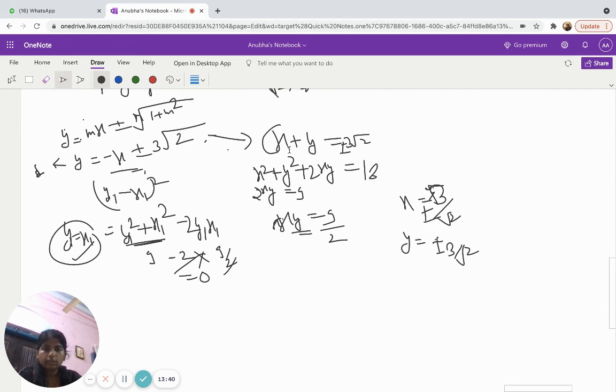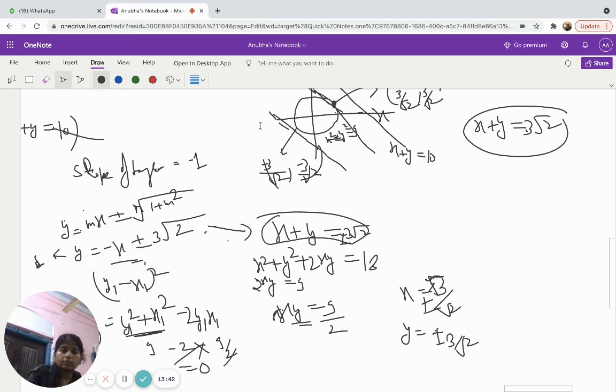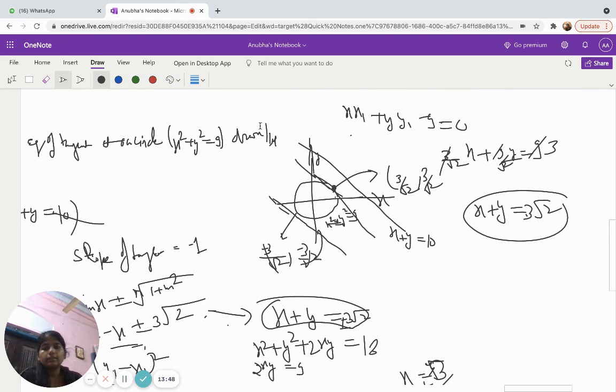So this just verifies it. If the slope is given, you can easily find the equation of the tangent, and if only the point is given from which the tangent is drawn to the circle, you can also easily find the tangent.